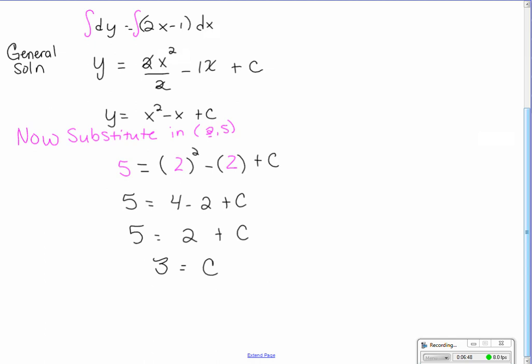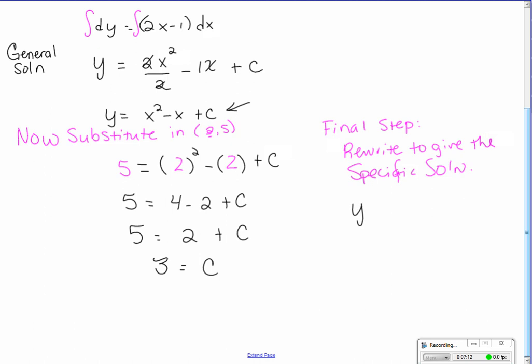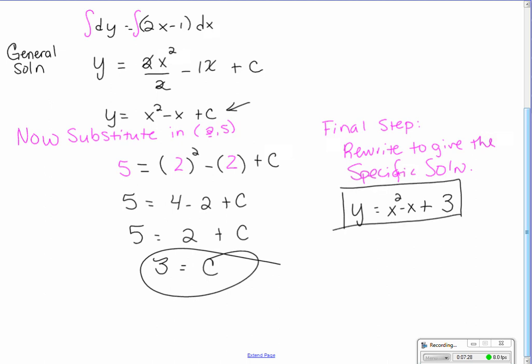Excellent. Final step is to rewrite this equation now with c. Rewrite to give the specific solution. And that's going to be really easy. I'm going to look back to this point here. I get y equals x squared minus x plus 3. I have found out that my specific c value was 3. This is the curve that will pass through (2, 5), guaranteed.